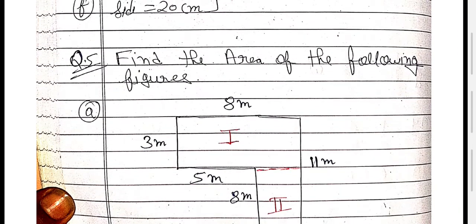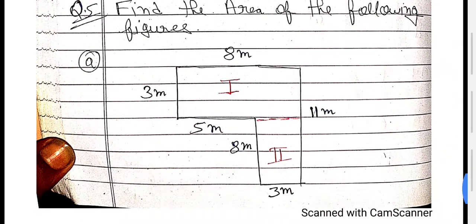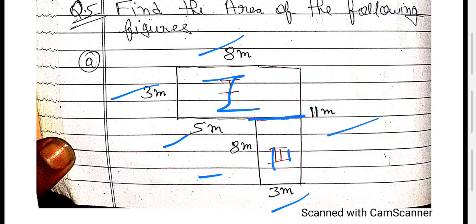Now find the area of the following figure. Figure is given like that one. So it is 8 given, it is 3, it is 5, it is 8, it is 3, it is 11. So what I do, I just join this line and they form two rectangles. I write here first rectangle and second rectangle.